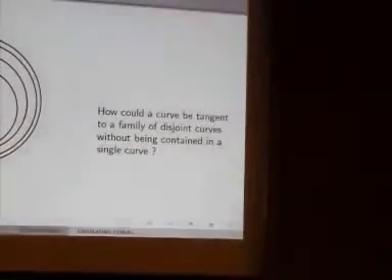Think about it. You have a family of disjoint curves. This is something that we mathematicians call a foliation. And we have a blue curve which is always tangent. And at the same time, it has to go from one curve to the other. How is it possible? It looks like a contradiction.